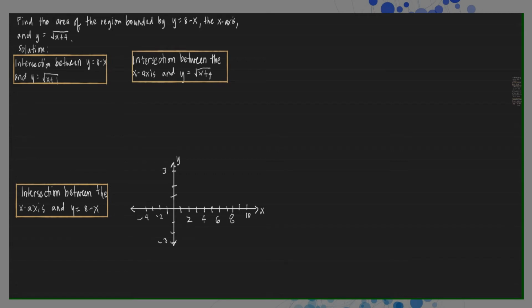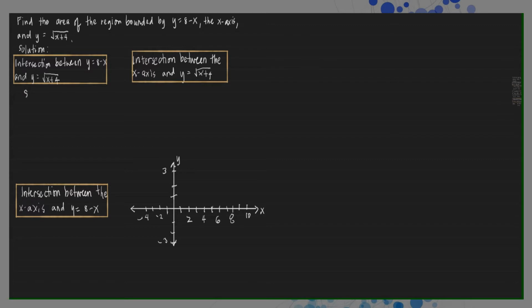Find the area of the region bounded by y equals 8 minus x, the x-axis, and y equals square root of x plus 4. So to solve this, we need to sketch the graphs of the given equations. And it would be helpful if we know the intersection between each pair of equations. So we begin with the intersection between y equals 8 minus x and y equals square root of x plus 4.